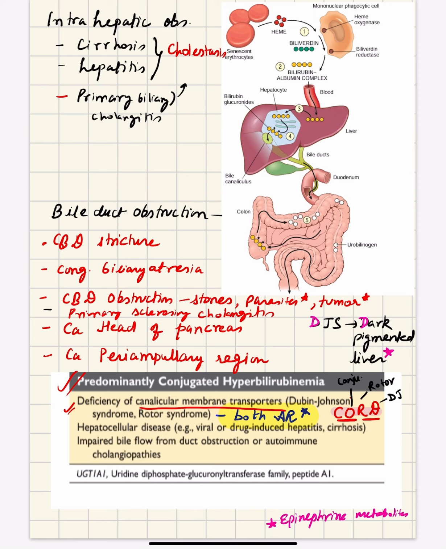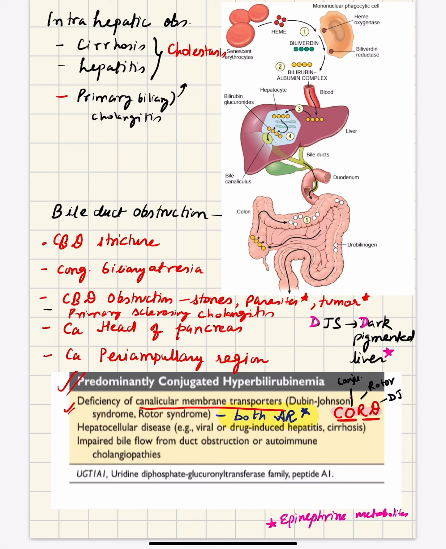So this is seen in the Dubin-Johnson syndrome. In that condition, conjugation will be there, but there is defective transport. So that will cause conjugated hyperbilirubinemia.